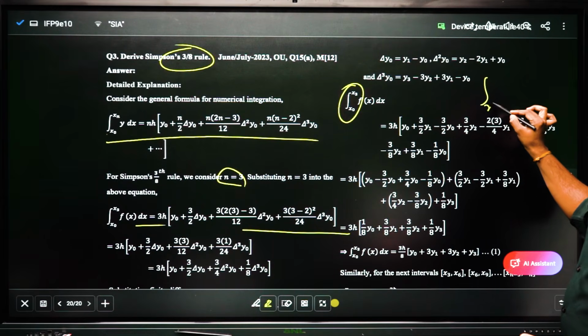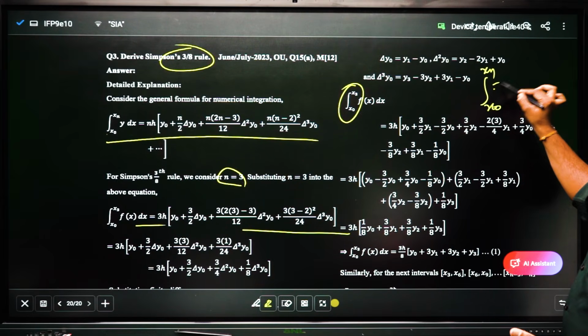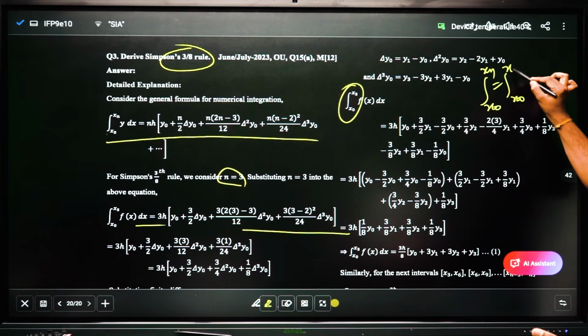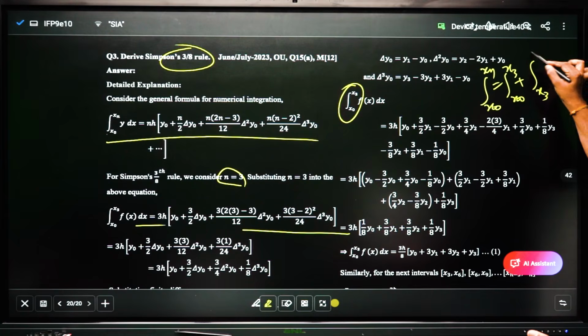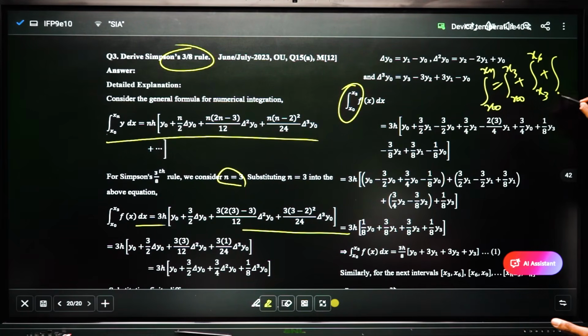Interval x0 to xn, how do we divide it? x0 to x3 plus x3 to x6 plus x6 to x9 and so on.